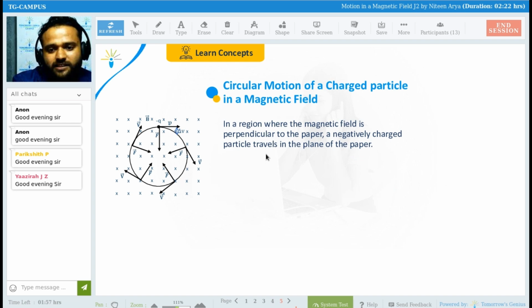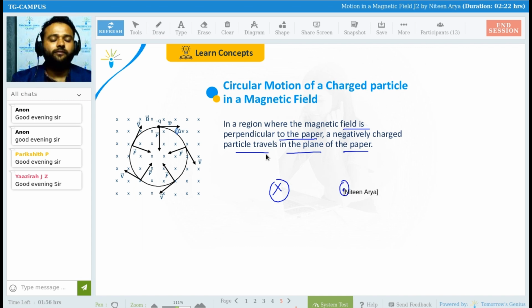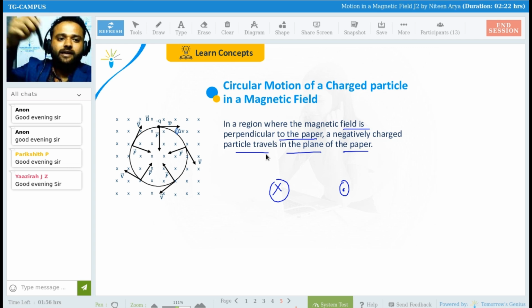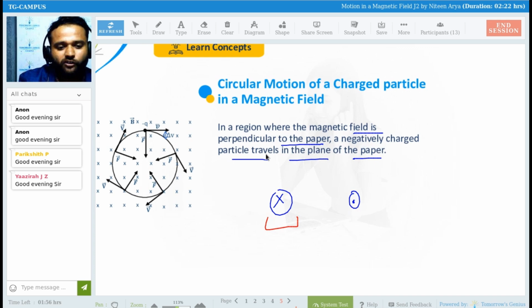What happens in a region where a magnetic field is perpendicular to the paper? What is the meaning of that? A negatively charged particle travels in the plane of paper. There are many directions of magnetic field, but as I already explained, this is going inward and this is coming outward. What is the meaning of inward or outward? Suppose my palm is the plane of paper. If the direction of the magnetic field is going in this way, I draw this one. This is the inward one, into the plane of paper.